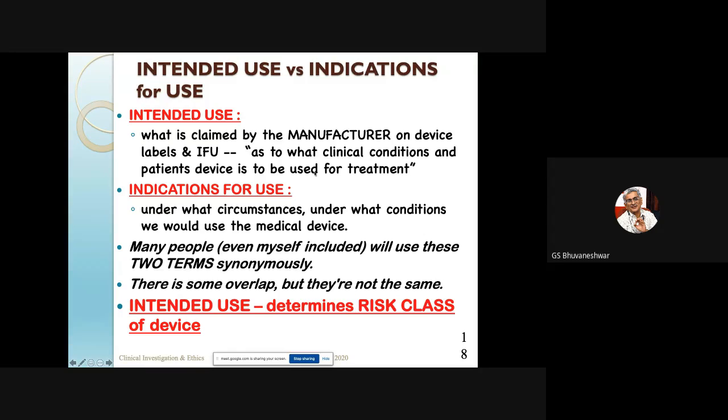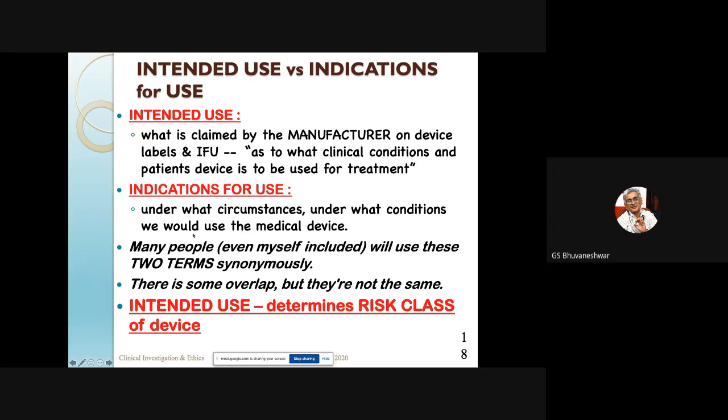This is what you claim on the device labels and the instructions for use, as to under what clinical conditions and patients the device will be used for treatment. So indications for use is under what circumstances, under what conditions we would use a medical device. There is a little bit of overlap between these two terminologies, but in all your literature and labels, these are defined as intended use. You have to define the patient population in whom the device will be used, where and when. Broadly, that's roughly what is needed.